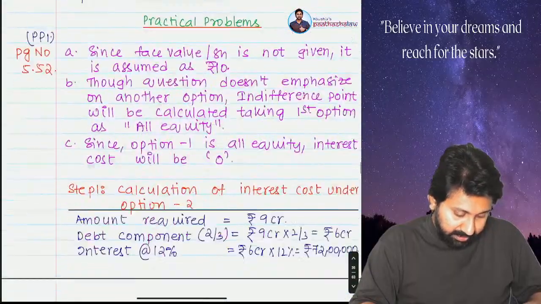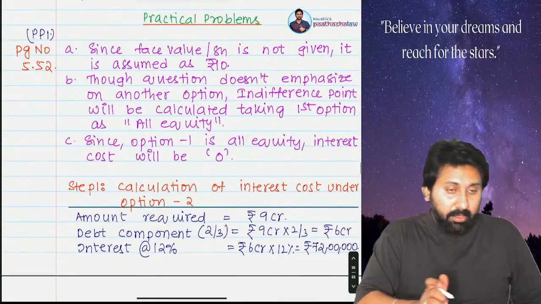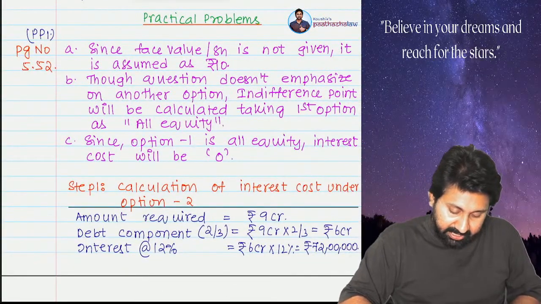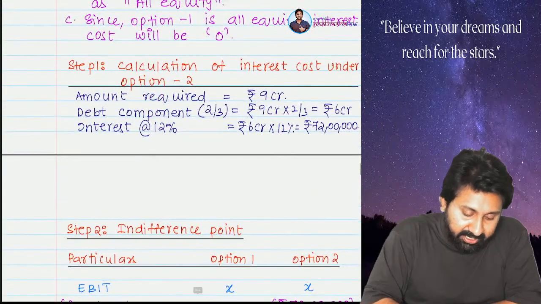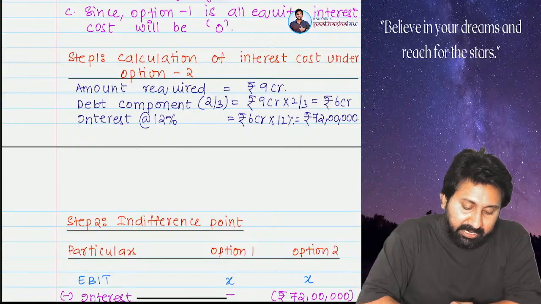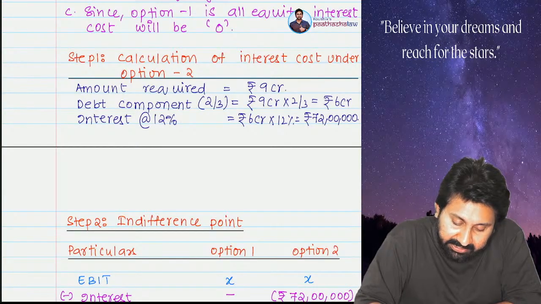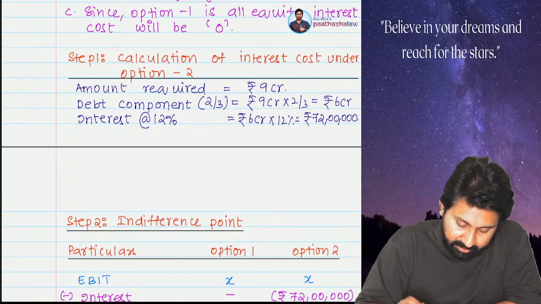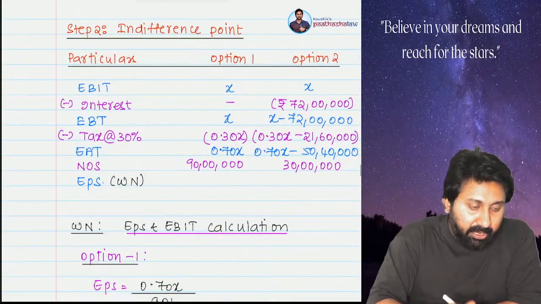Listen first and try to understand clearly. As I already said, the amount required is 9 crore. 6 crore will be the debt component. Interest will be 6 crore into 12%, which is 72 lakh. Now, EBIT under both the options.